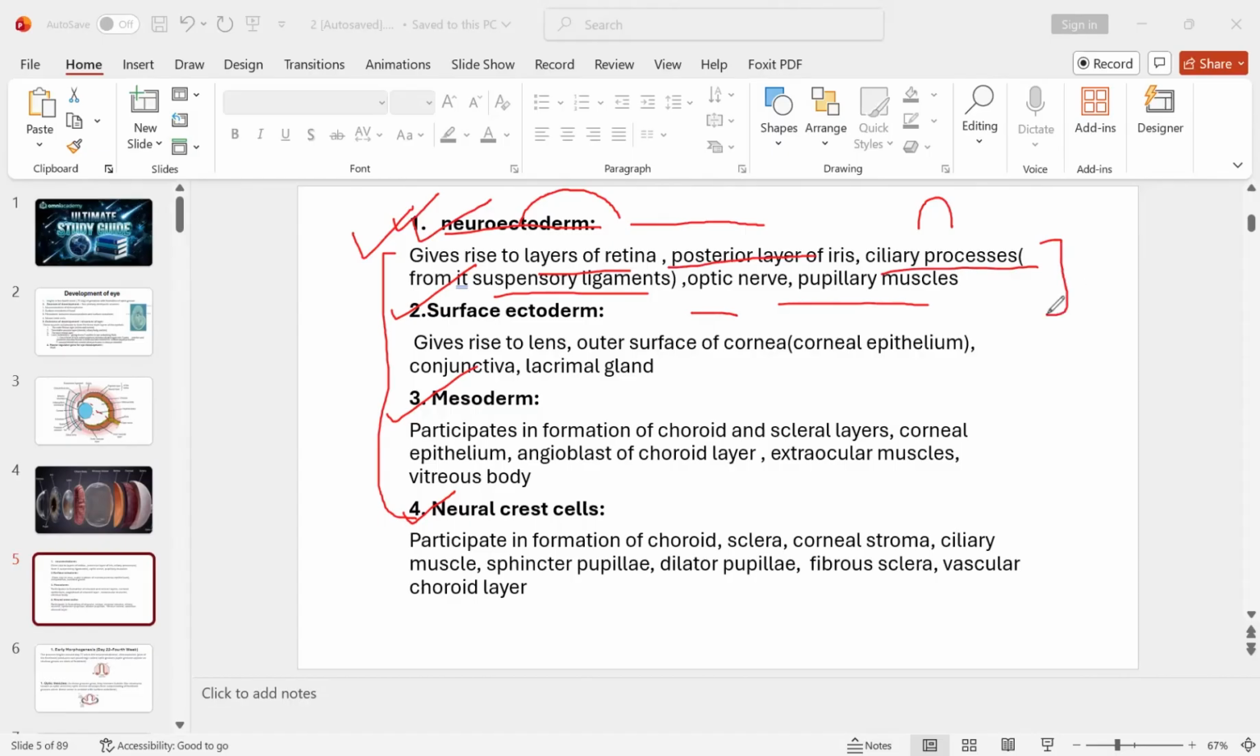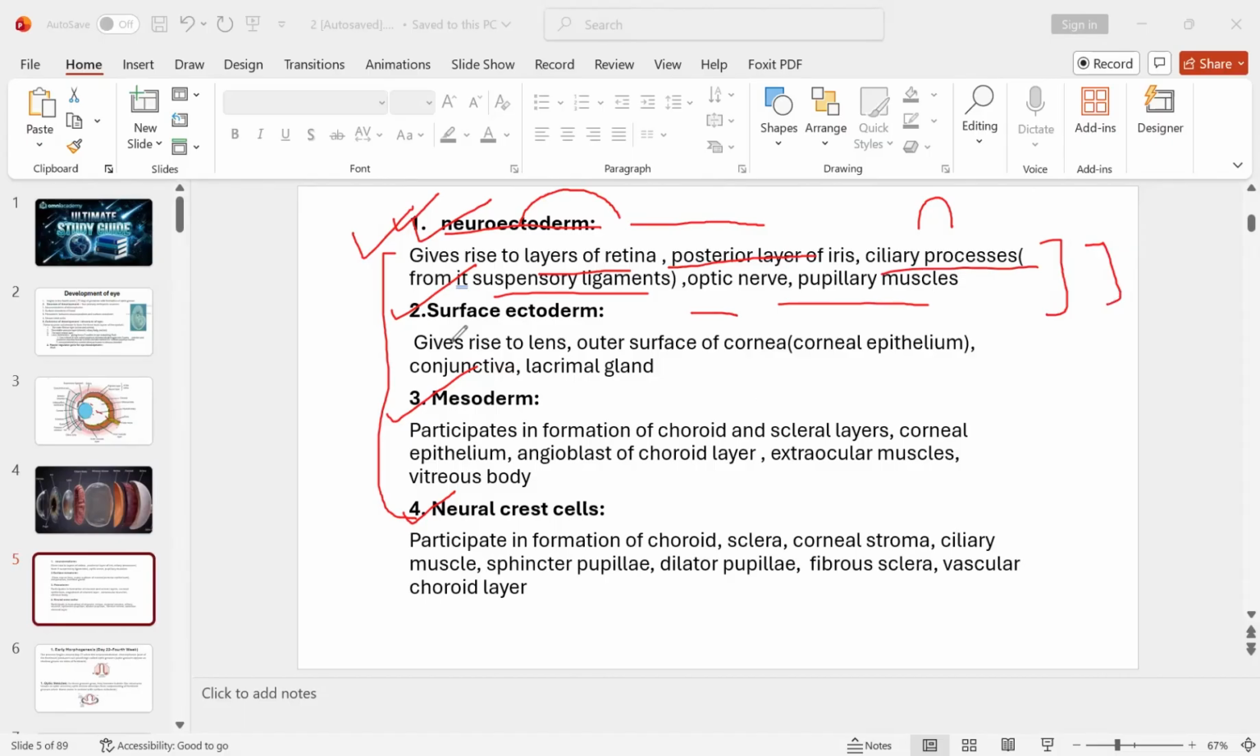Number 1, layers of retina. Number 2, posterior layer of iris. Number 3, ciliary processes. Number 4, suspensory ligaments. Number 5, optic nerve. And number 6, pupillary muscles. So this is the way in which the neuroectoderm contributes to eye development.